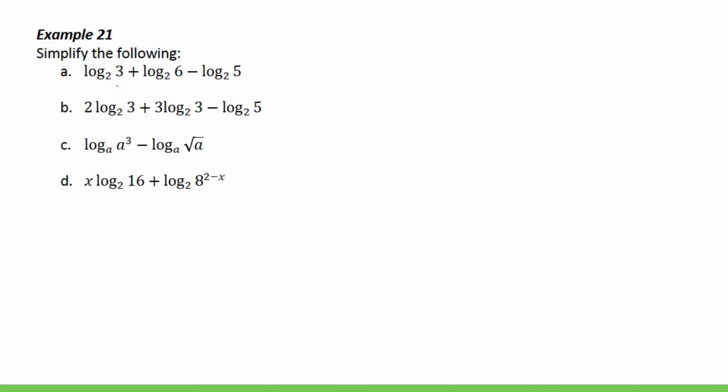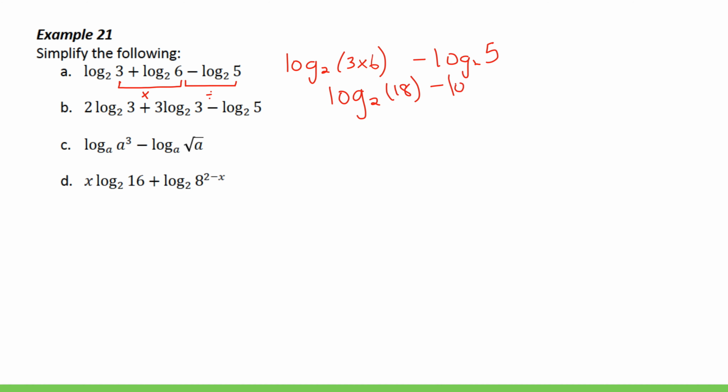I can apply it to a few more rules. So here I can see that I'm adding these two logs, which means I'm going to multiply these inside values, and then I'm subtracting, so I will be dividing the inside values. So that will be log 2 of 3 times 6, minus log 2 of 5. 3 times 6 is 18. And then I will be dividing. There's not much I can do to simplify log 2 of 18 on 5.